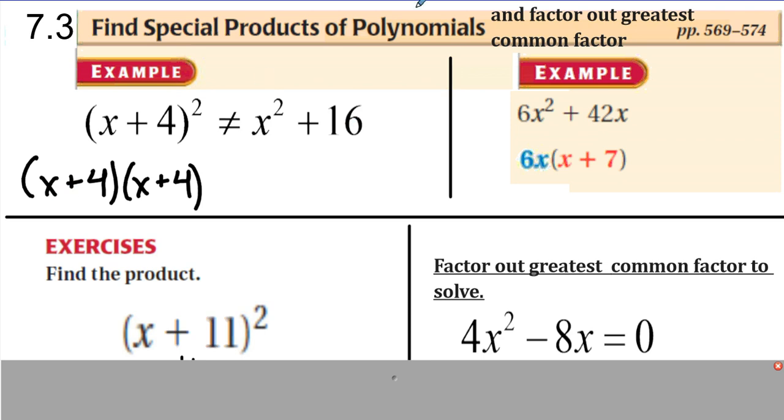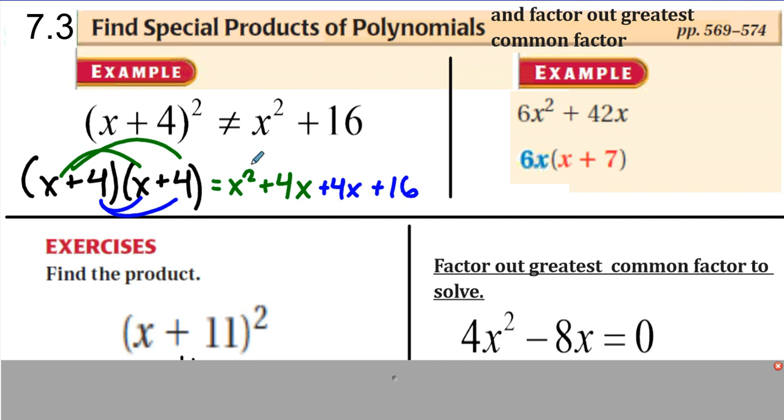When you distribute, if I do x times x, I'm going to get x squared. x times 4, I get 4x. Then I distribute the 4, I get another 4x. And then 4 times 4 is 16. So I do get an x squared and I do get a 16, but if you try to take this shortcut, you're going to miss the 8x in the middle.